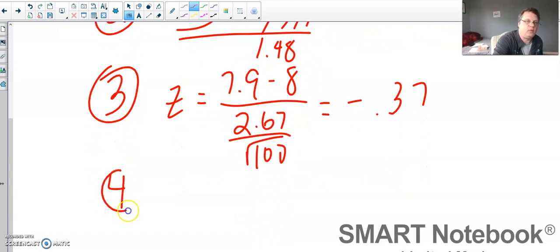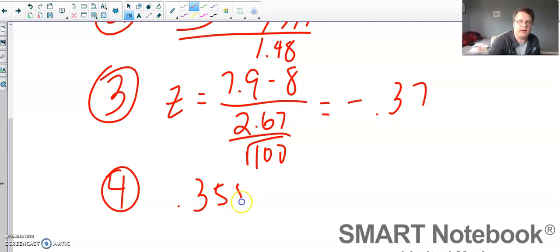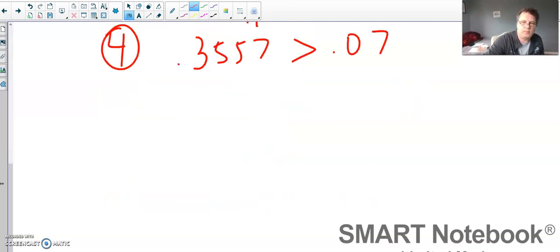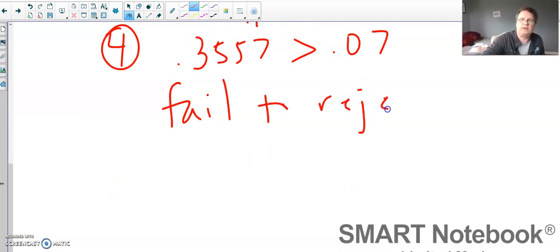And step 4, you look up that corresponding p-value shaded away from the center. So this is cumulative area. It's 0.3557. Compare that to the level of significance of 0.07. So it is greater than. So you fail to reject the null hypothesis.